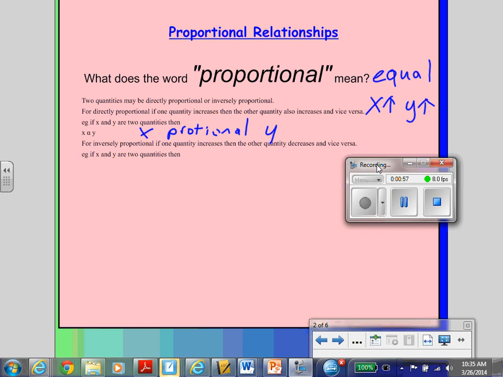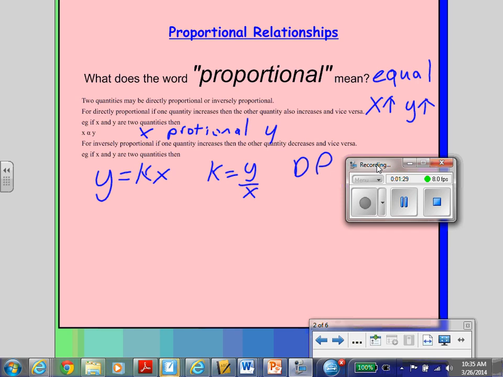For inverse proportion, if one quantity increases, the other quantity decreases, and vice versa. If X and Y are two quantities, then they are proportional. Now, for directly proportional, the equation is Y equals Kx, and you find K by dividing Y by X. That's for direct proportion. And we also know that direct proportions must go through 0, 0 and make a straight line.